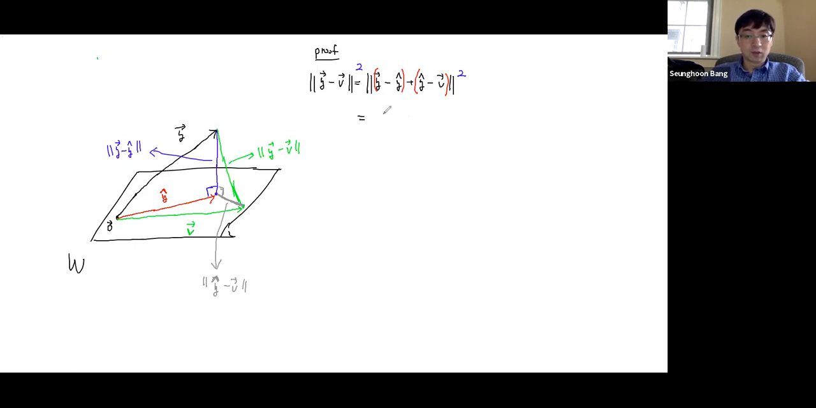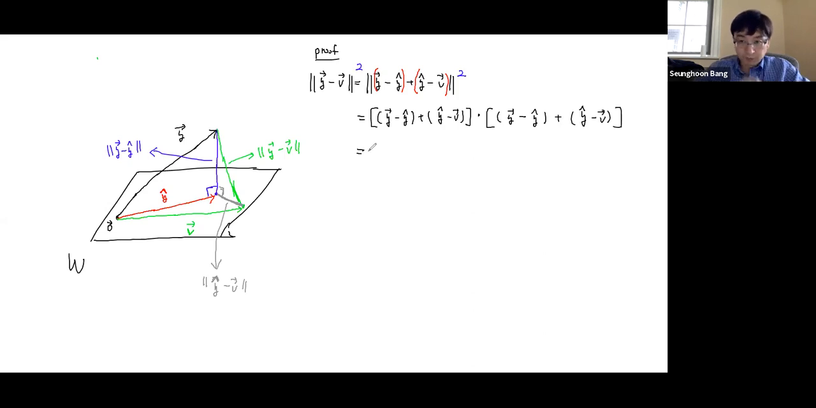This is aimed to here. (y hat minus this one) plus vector v, the dot product. Same thing: vector y minus y hat plus v. You can use the FOIL rule. So what happens? Exactly.